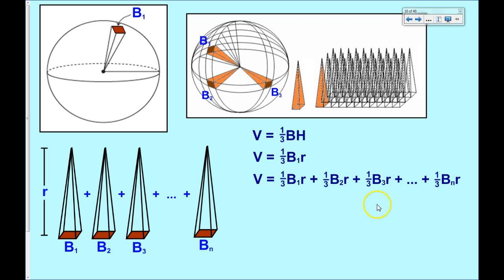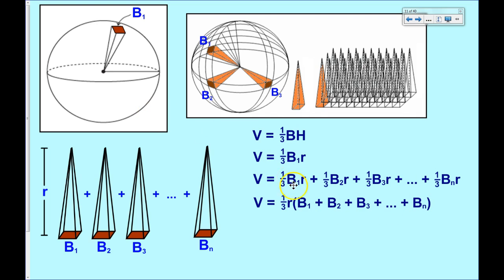So what I'm going to do is undistribute or factor out that 1/3 and that R to the outside. And then I'm left with B1 plus B2 plus B3 plus on and on and on until I add the area of my very final pyramid. And this expression right here means something to us.